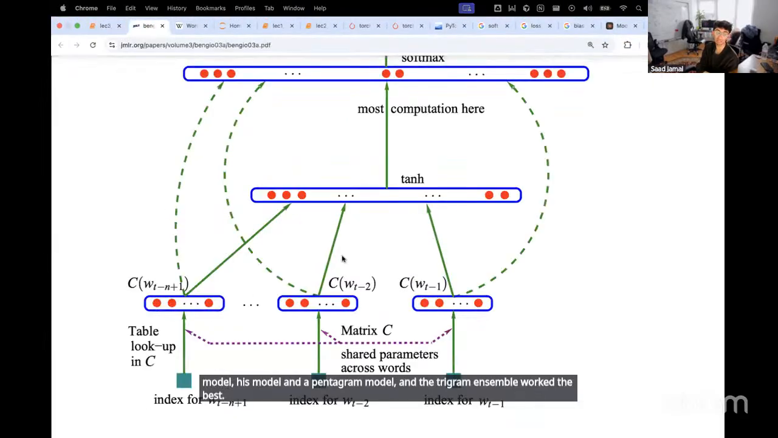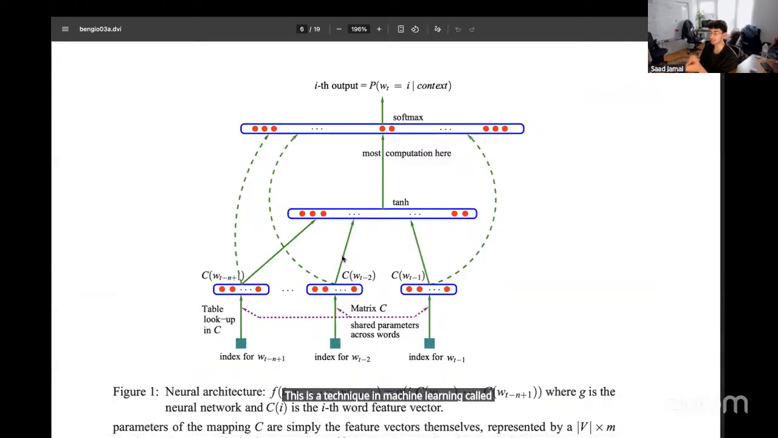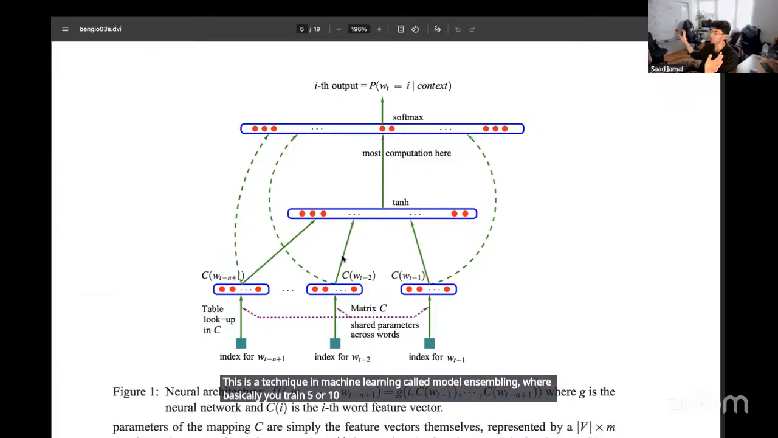This is a technique in machine learning called model ensembling, where you train 5 or 10 different models with different architectures. You have them all do a forward pass, you average their logits, and then you do the softmax to compute the probabilities. That ends up giving your model different ways of understanding the same piece of data.